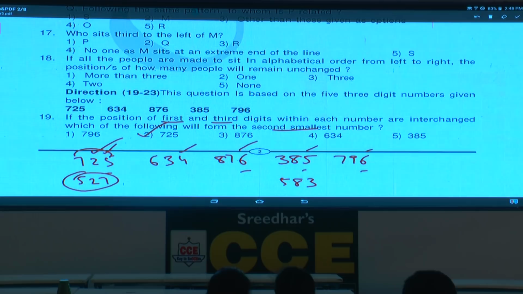Done with this? Now the question is about what? Second smallest number. The smallest number is what? The smallest number is 634 and the next highest number is 527 and it is that one we are getting from choice 2. 19. Then question number 20.